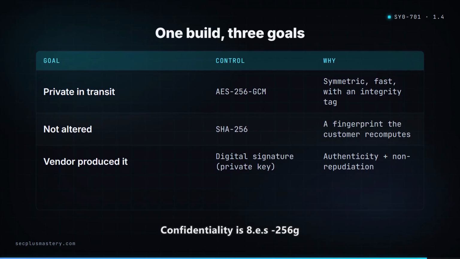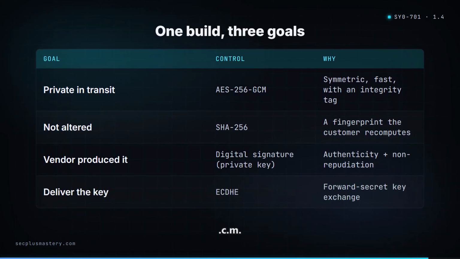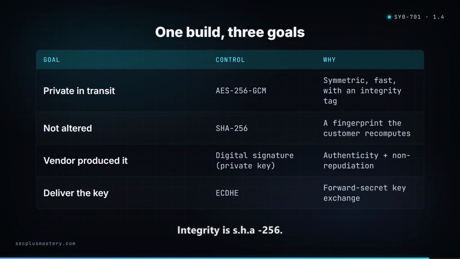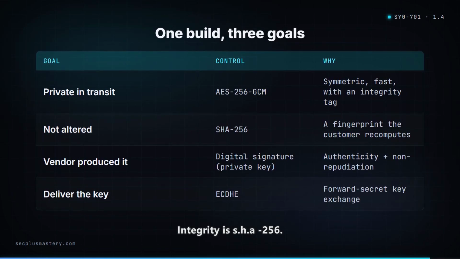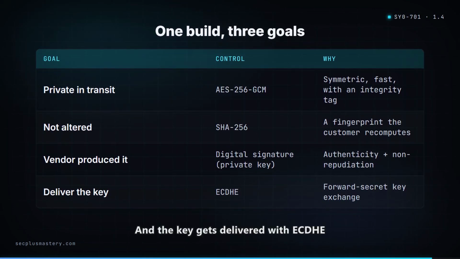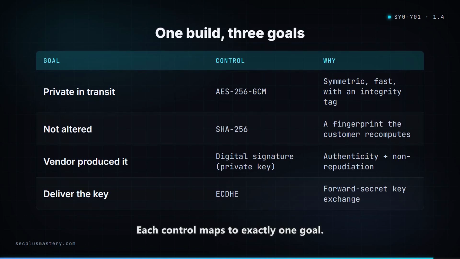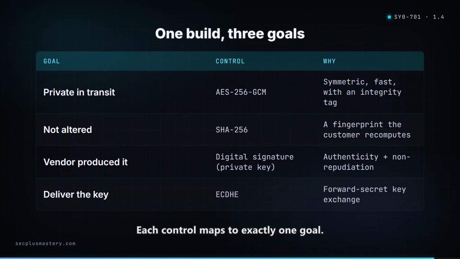Confidentiality is AES-256-GCM. Integrity is SHA-256. Authenticity and non-repudiation are a private key digital signature, and the key gets delivered with ECDHE for forward secrecy. Each control maps to exactly one goal.